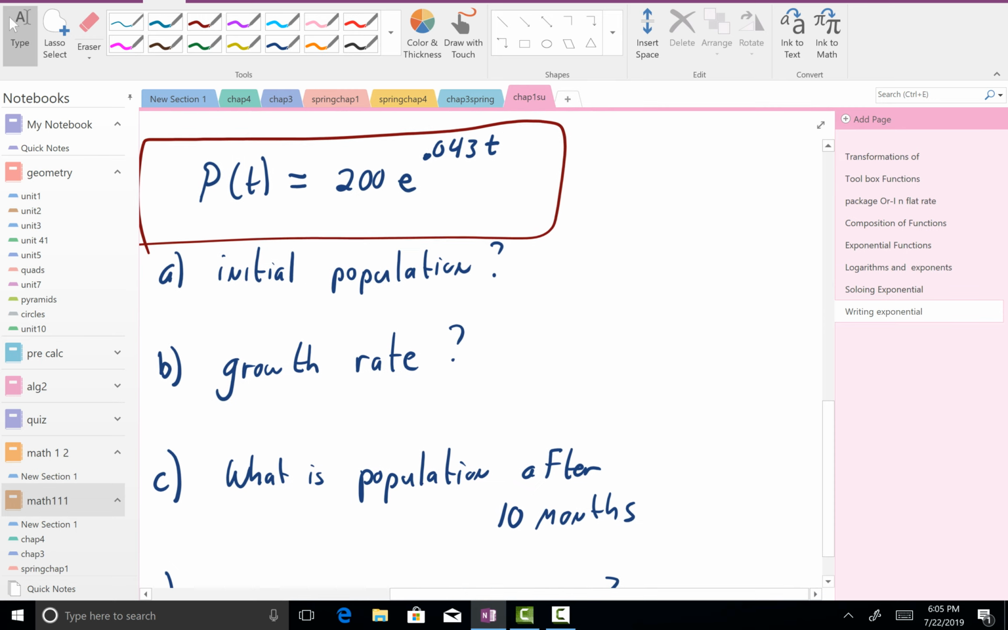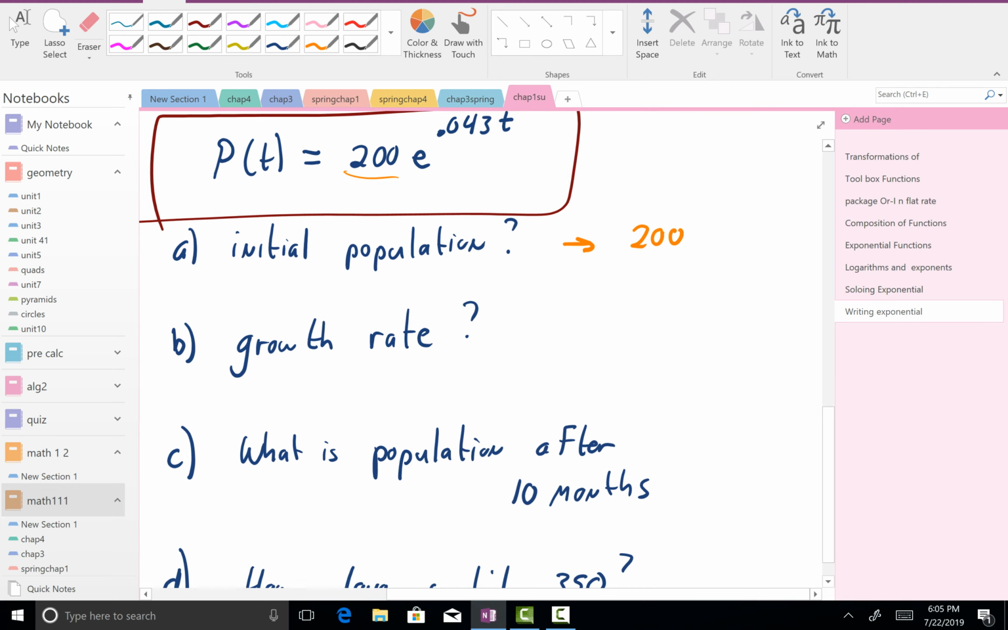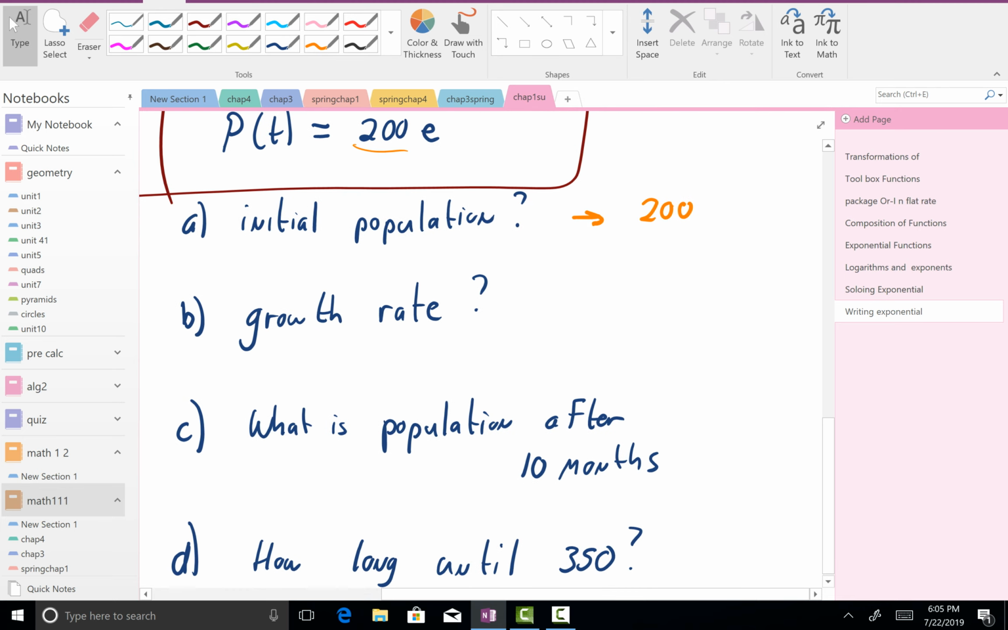All right, what's our initial population? Tell me, fire it at me. 200. Okay, that's that first number, right? That's our initial population. That's how it was when we did exponentials before. Okay, growth rate. If we're going to find a growth rate, how are we going to find that? What are we going to have to get?